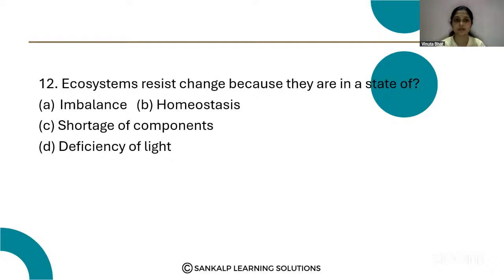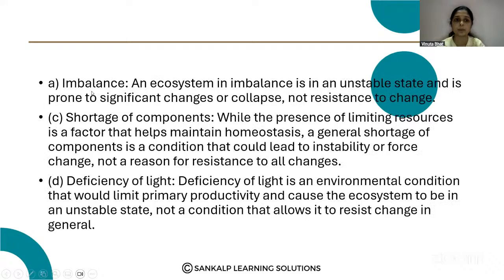Okay. Question number 12. Ecosystems resist change because they are in a state of option A, imbalance, option B, homeostasis, option C, shortage of components, option D, deficiency of light. So an ecosystem that resists the change, what is the reason behind this? Because of the homeostasis. Imbalance means an ecosystem in imbalance is in an unstable state and prone to significant changes or collapse, not resistance to the change.